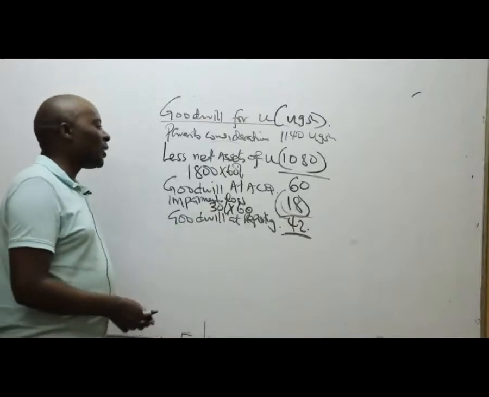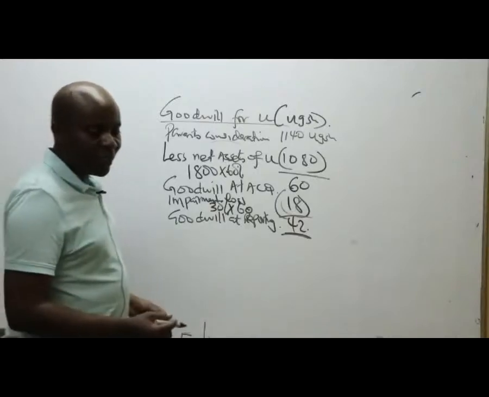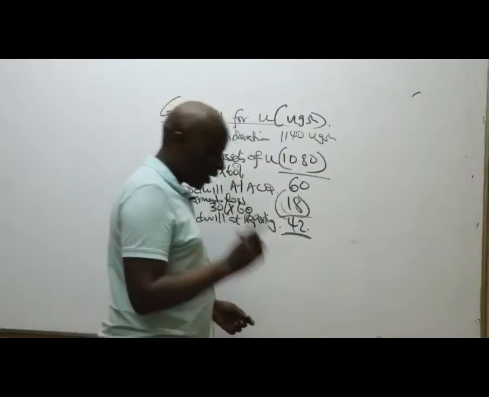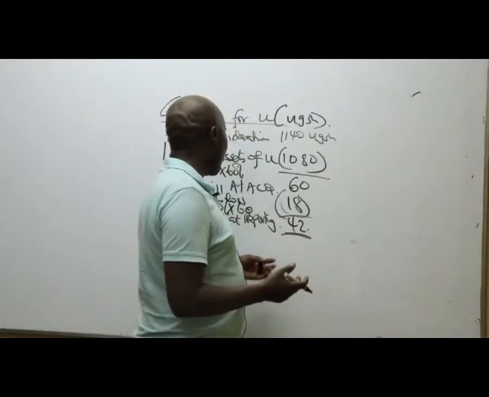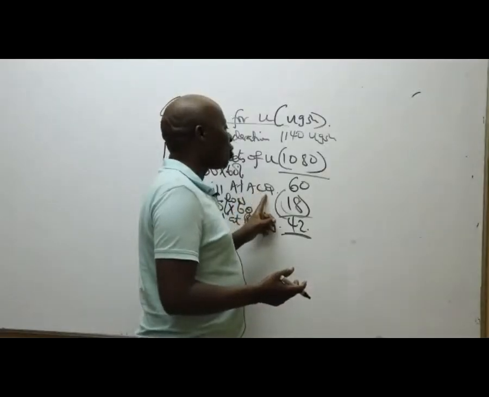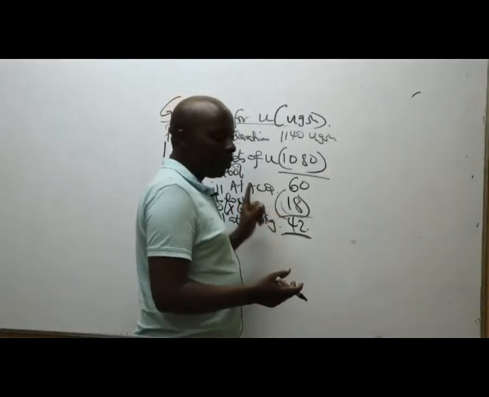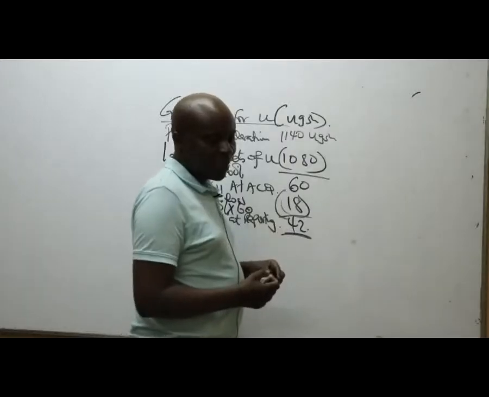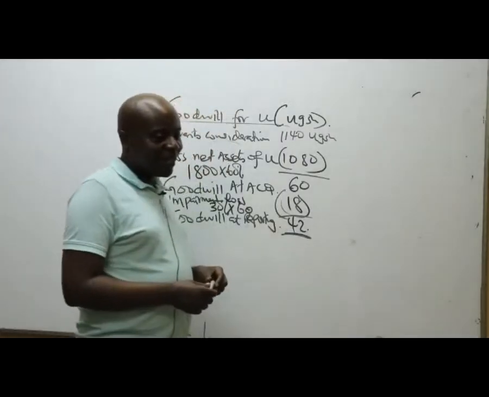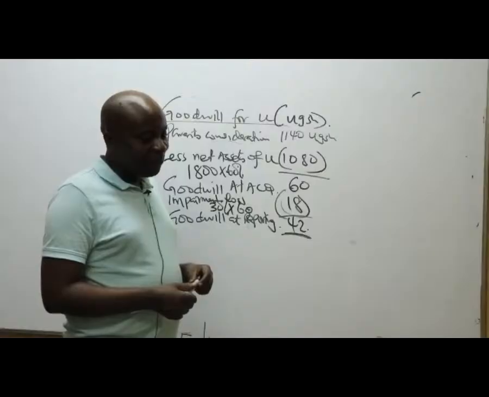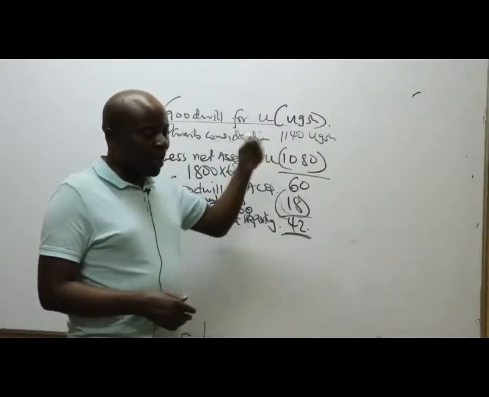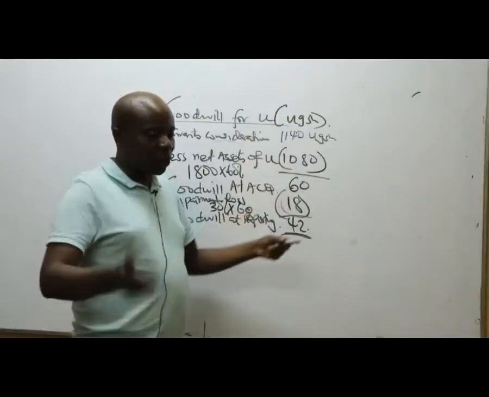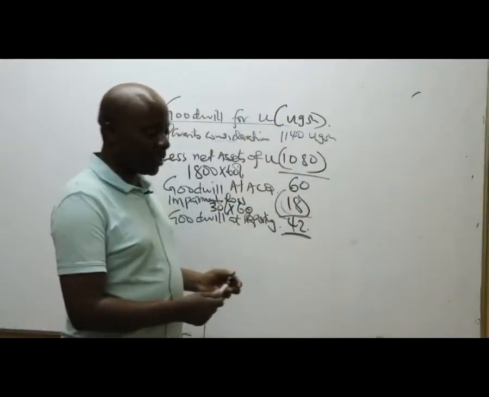So when you're translating, you must be quite a wise man. Who can talk to us? For goodwill at acquisition, we need to translate this using which rate? It should be the acquisition or historical rate. Could you kindly give me this historical rate?